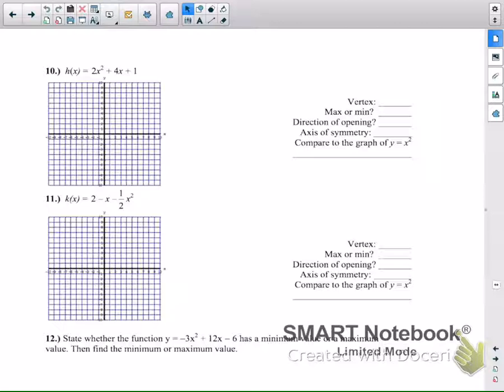Mostly the completing the square process here. On number 10, I know it's not in vertex form. I know it is in standard form. So I first have to start by completing the square to make this vertex form. How do I start doing that?